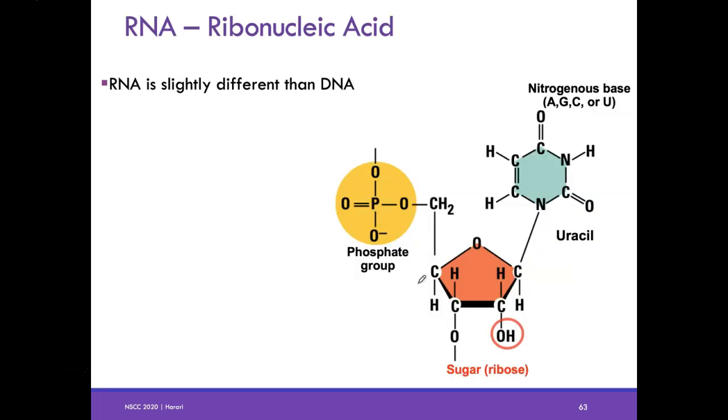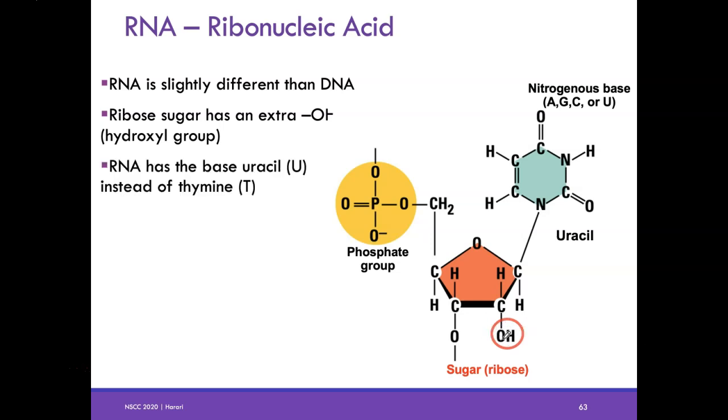RNA is a little different than DNA, like I mentioned, because it has a different sugar. It has a ribose sugar that has an extra OH. Instead, DNA has deoxyribose, which does not have an oxygen here. Also, there's no such thing as thymine in RNA. It has a uracil, a U instead of thymine.